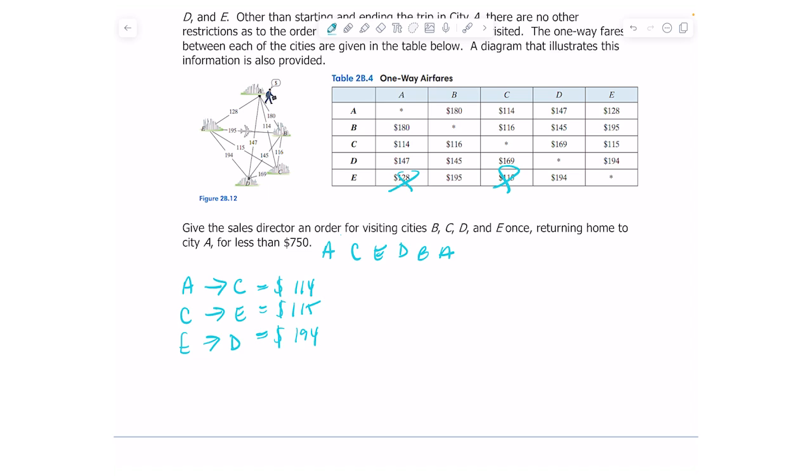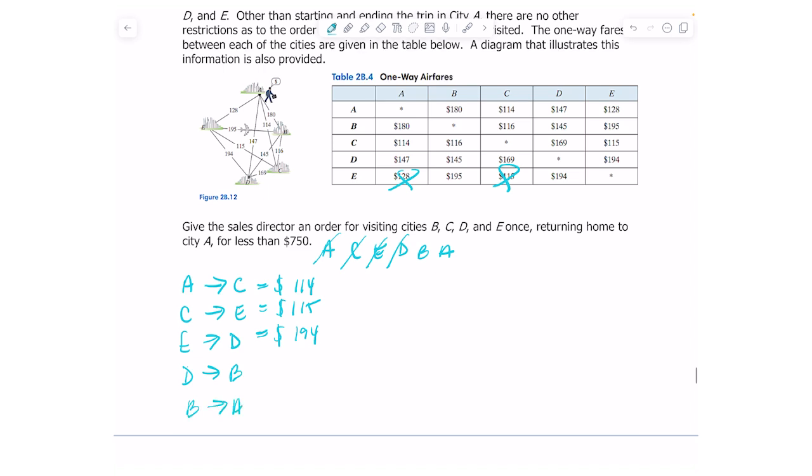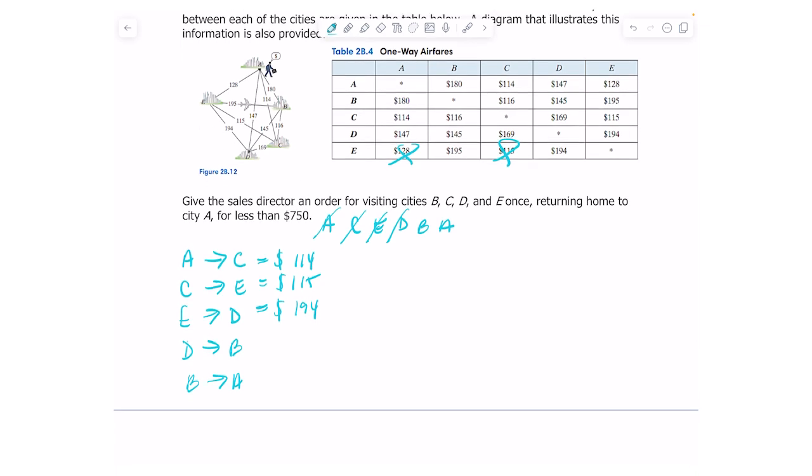So far we've been in A, we've been to C, we've been to E and D, right? So now you have to figure out how to go from D to B, and then you're going to go from B back to A. And that should lead you to the total, which should be less than $750. And you can check it by adding up the prices.